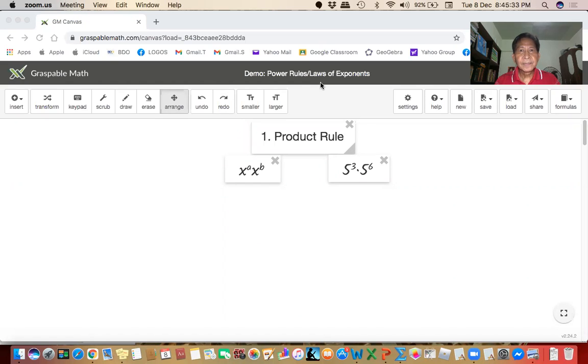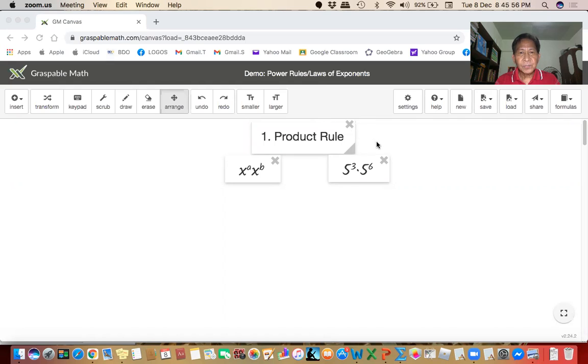Hi, this demo video illustrates the power rules, or the laws of exponents. Watch the video closely and be ready to answer the questions that follow the demo. Pay particular attention to what happens to the exponents as we go through each rule.